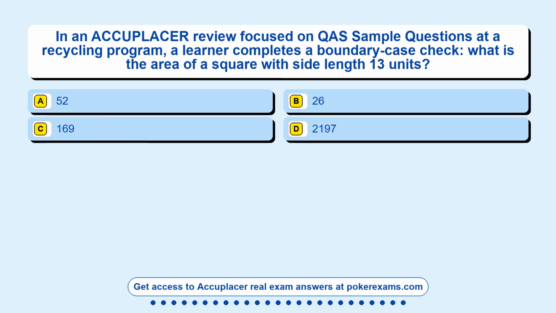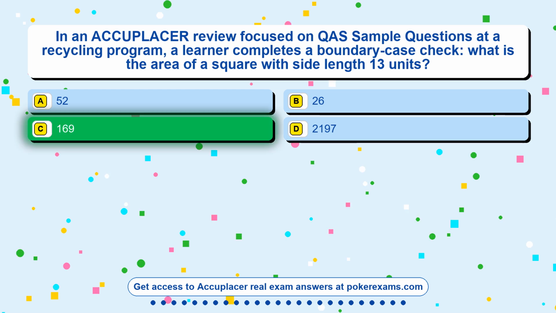Question 14. In an ACCUPLACER review focused on QAS sample questions at a recycling program, a learner completes a boundary-case check. What is the area of a square with side length 13 units? Option A, 52. Option B, 26. Option C, 169. Option D, 2197. The correct answer is option C, 169.